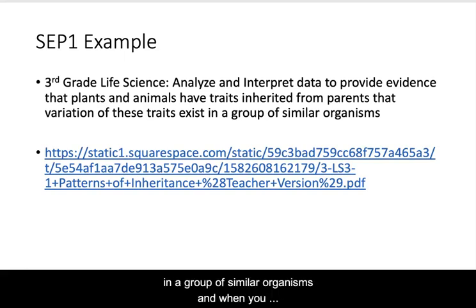And when you open up this lesson plan, what you will see is that we are asking our students to ask questions about what they're observing and start to figure out how can we group these different organisms and what's the best way to test our ideas of how organisms get the colors and features that they have.